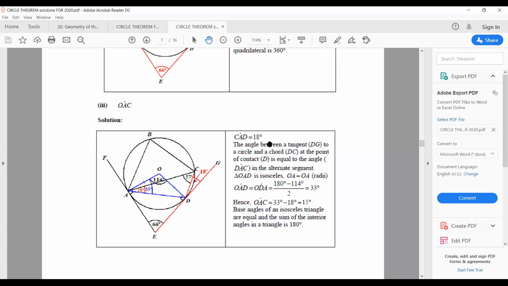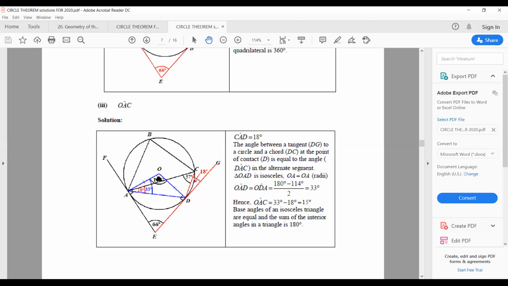Right. So the angle between the tangent, which is DG, to a circle, and the chord DC is equal to 18 degrees here. They gave us that in the question, right? And obviously, DAC is an alternate segment. So that means here has to be 18 degrees as well, because this entire thing is 33.